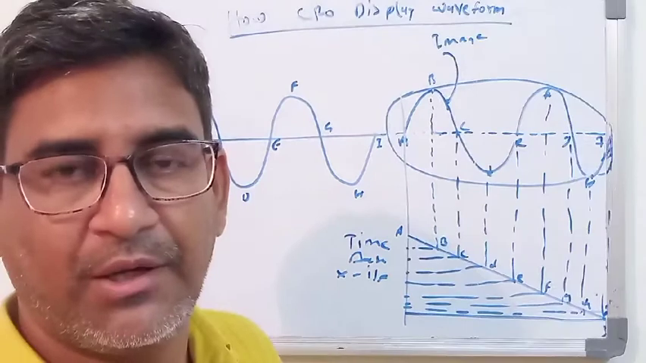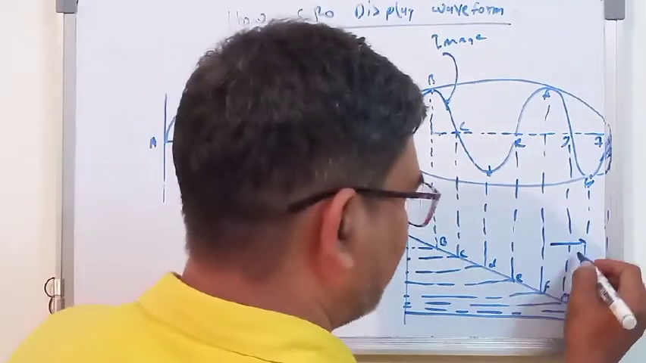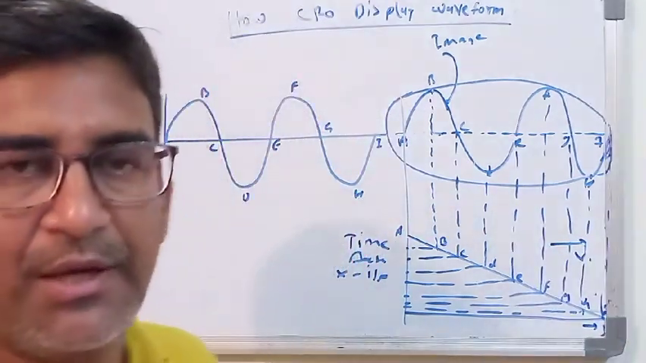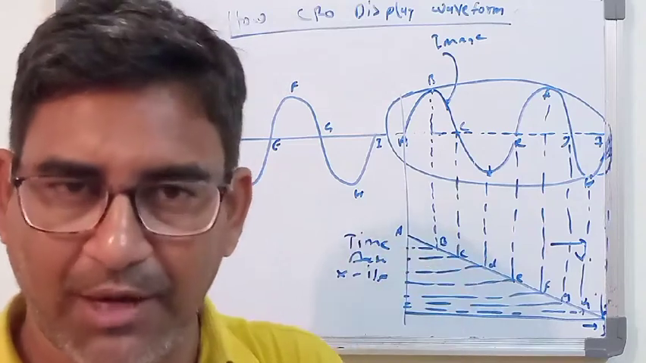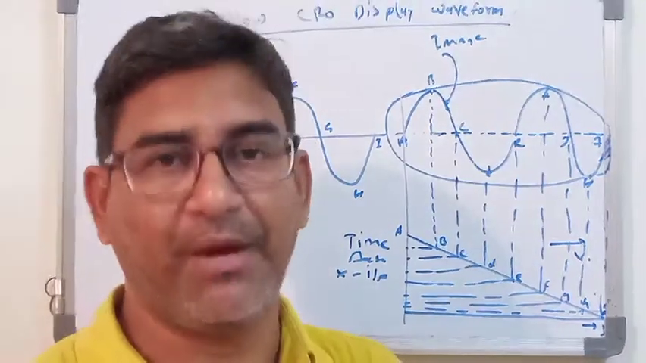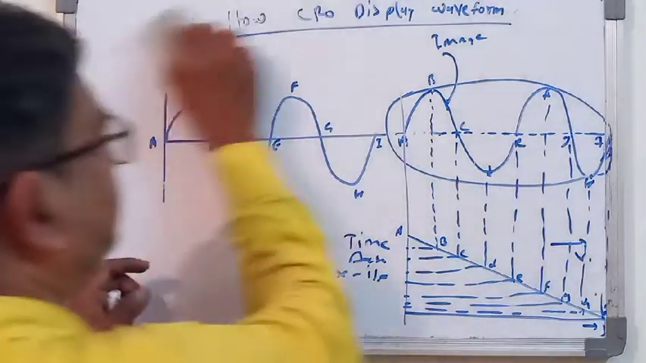Then we have the value with the voltage. That voltage is nothing but this one, or you may write down this one as a voltage. Okay friends, in this way the CRO displays a waveform. The next is the front panel for the CRO.